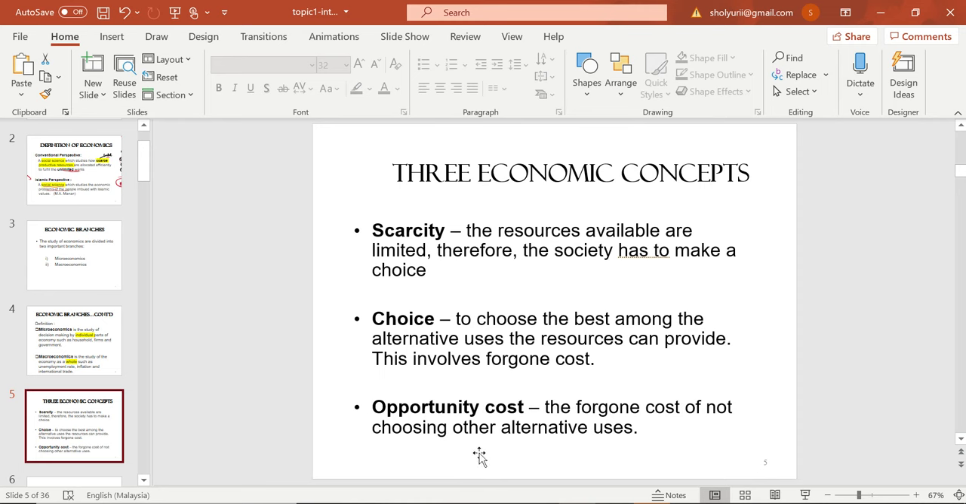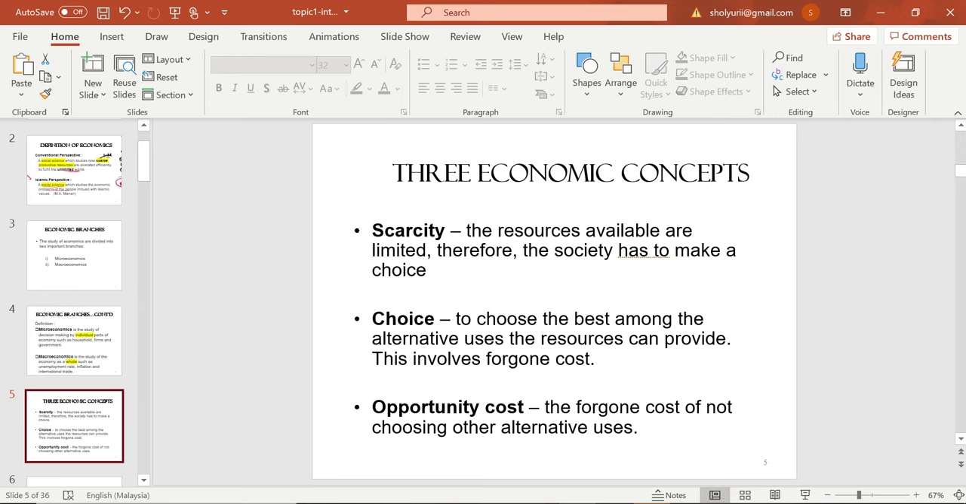The choice yang you tak pilih tu akan menjadi cost lepas dia. Okay? And you boleh juga cerita dari segi konsep scarcity ni in terms of yang dekat lagi dengan student. For example, scarcity of money. Every day you need to spend 10 ringgit only. So that is the maximum amount of money you have.